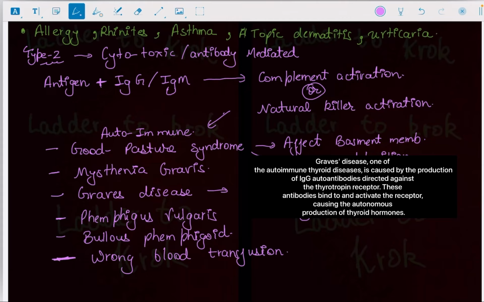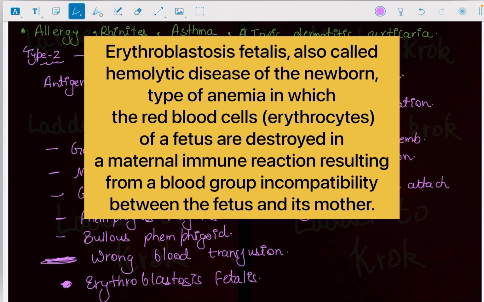And there is one more thing to remember: erythroblastosis fetalis. This is also known as hydrops fetalis, as you can understand from the name.